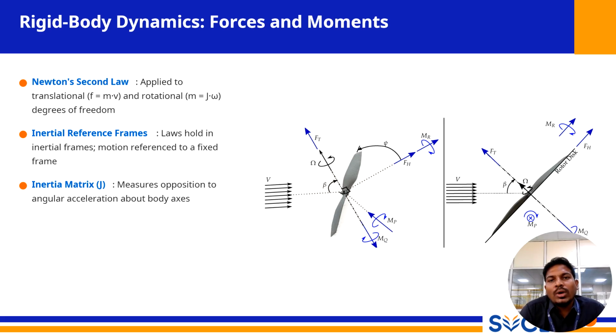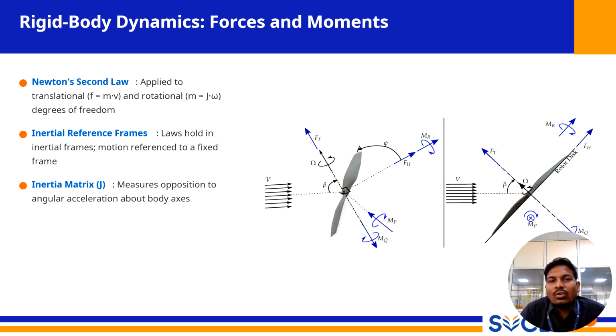In linear motion, mass is the single value that measures an object's resistance to acceleration. In rotation, the situation is more complex. The inertia matrix J is a concept that measures resistance to angular acceleration about the body's axes. It is a matrix, or a grid of numbers, because an object's resistance to being spun depends on its shape and how its mass is distributed relative to the axis of rotation.